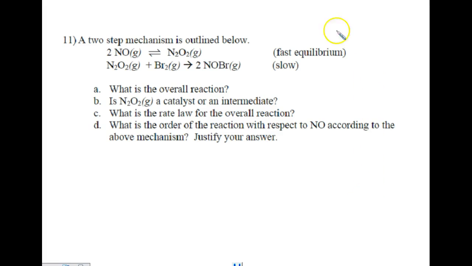In this problem we have been given a reaction mechanism, and they specifically gave us the speed of these steps, and that is important because the slow step is the rate determining step.